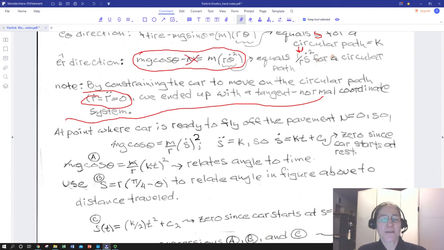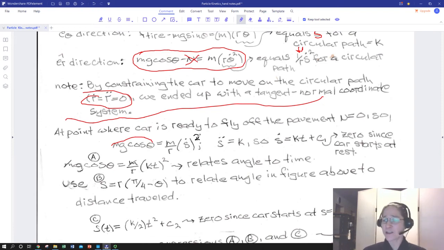And we're just left with mg cosine theta equaling mass times the radial acceleration that we get from our circular path kinetics, which could have either been r theta dot squared, or we could use m over the path radius times the tangential velocity s dot squared. Same. So I'm going to stick with tan normal because in this case the tangential direction is the road length.